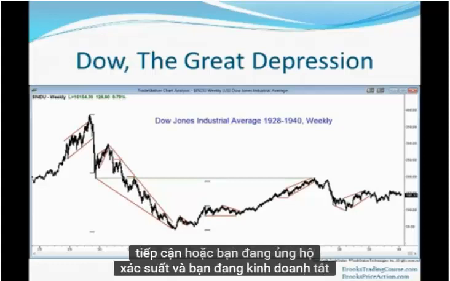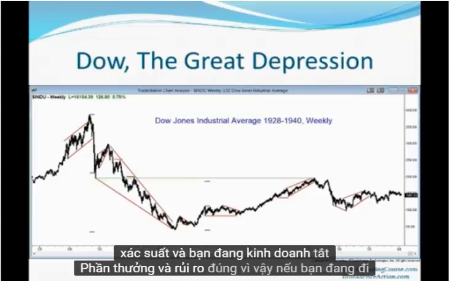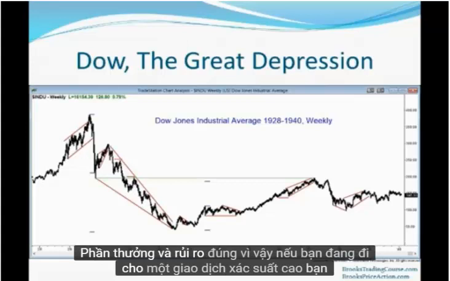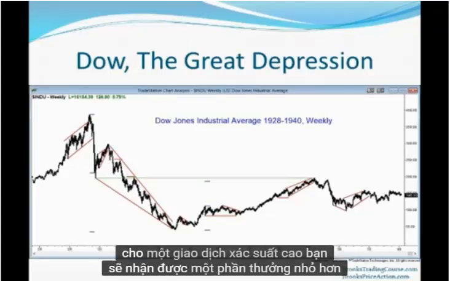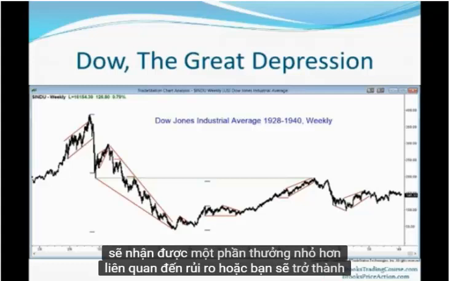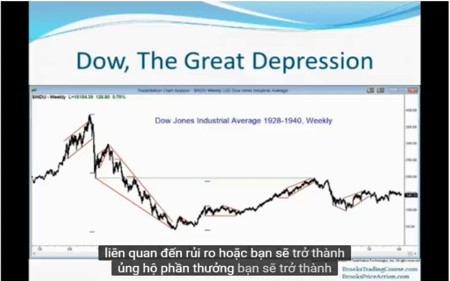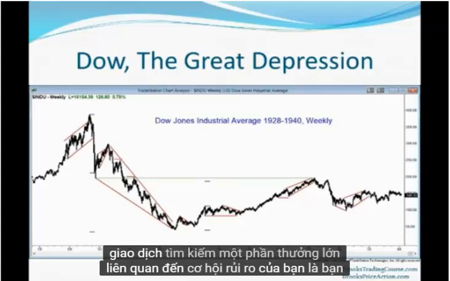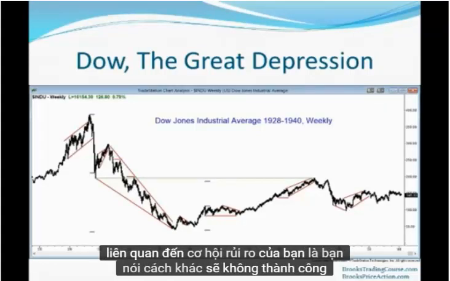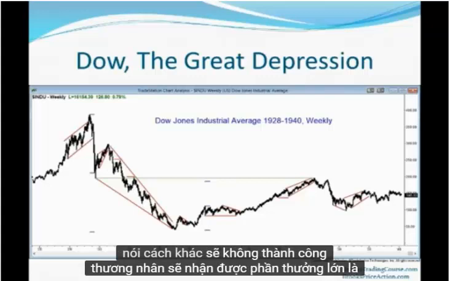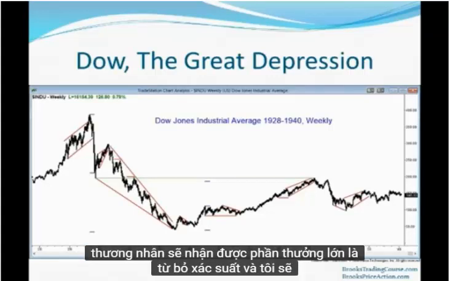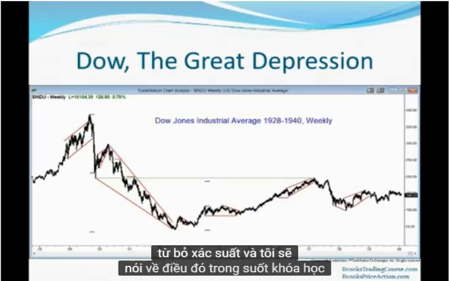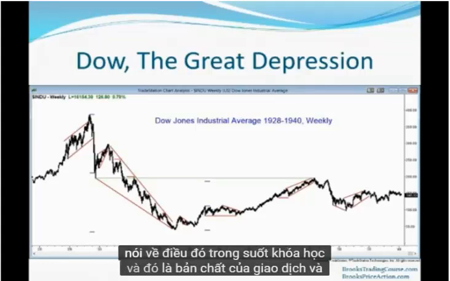Either you're favoring probability and you're trading off reward and risk, right? So if you're going for a high probability trade, you're going to be going for a smaller reward relative to risk, or you're going to be favoring reward. You're going to be looking for a big reward relative to your risk. Chances are you will not succeed. So in other words, traders going for big rewards are giving up probability. And I'll be talking about that throughout the course, and that is the essence of trading.